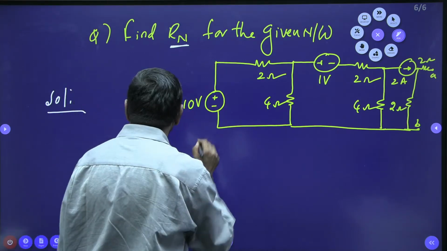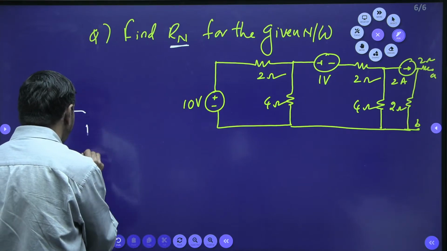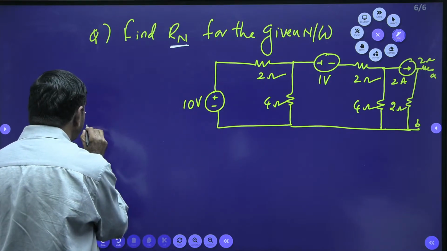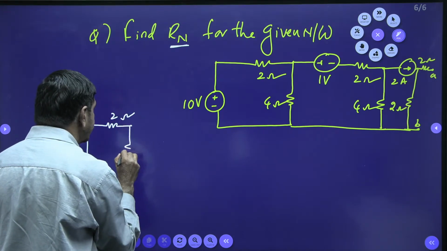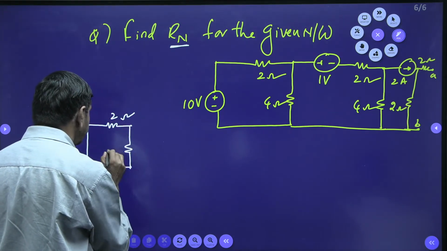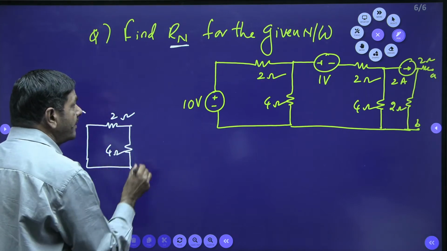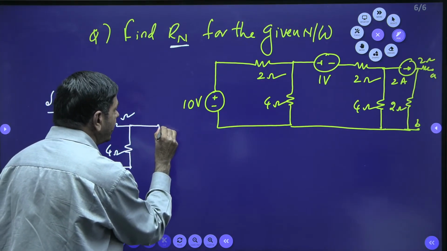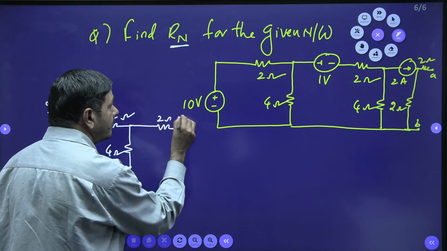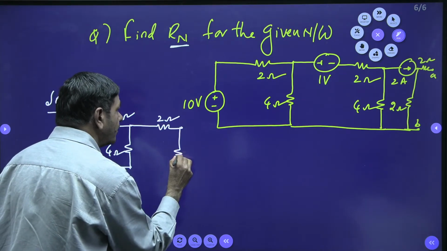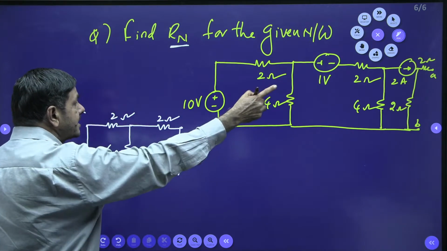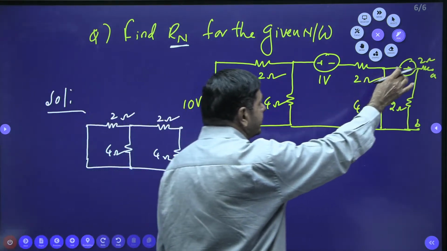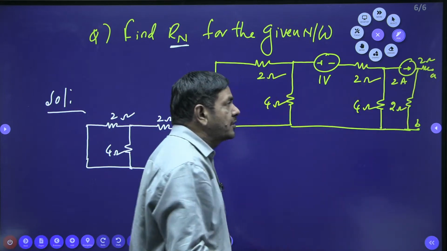This voltage source must be shorted. This 2 ohm is to be connected as it is. The 4 ohm resistor is connected this side. This battery is to be shorted and you get a 2 ohm resistance here, connected with a 4 ohm resistor. But on that side, one current source is connected. A voltage source means you need to short circuit it.